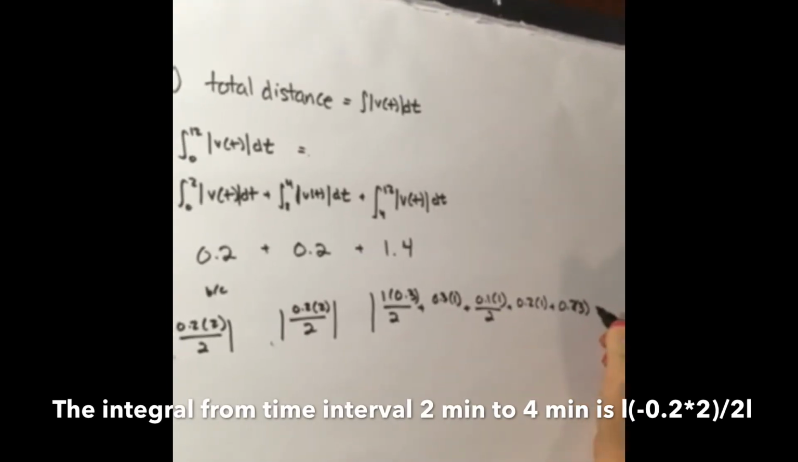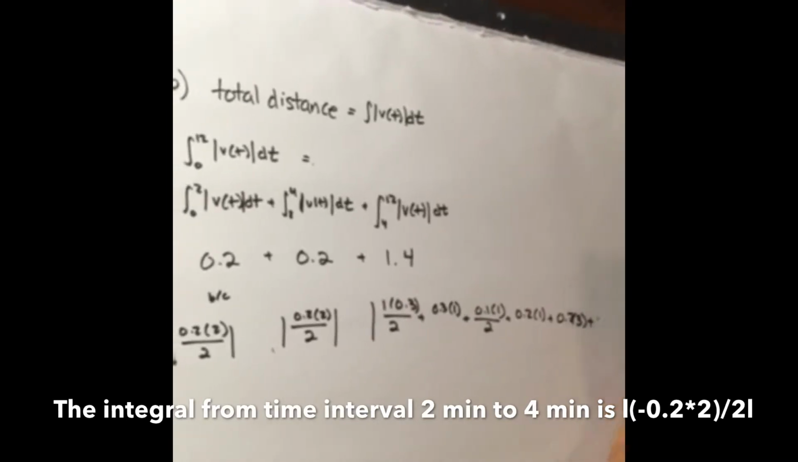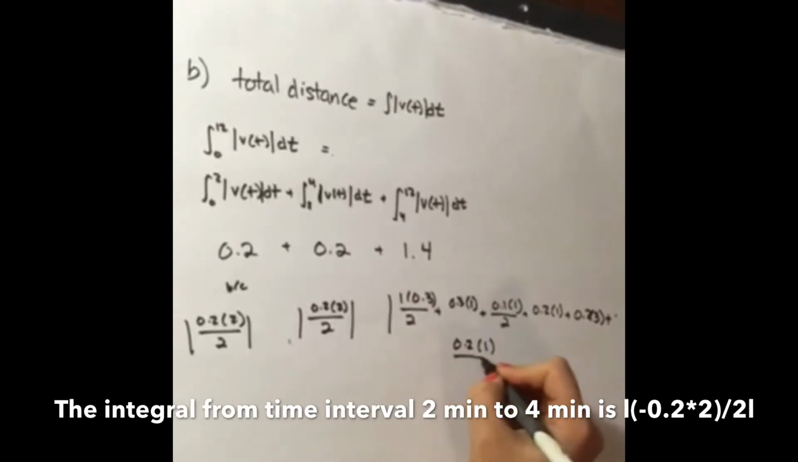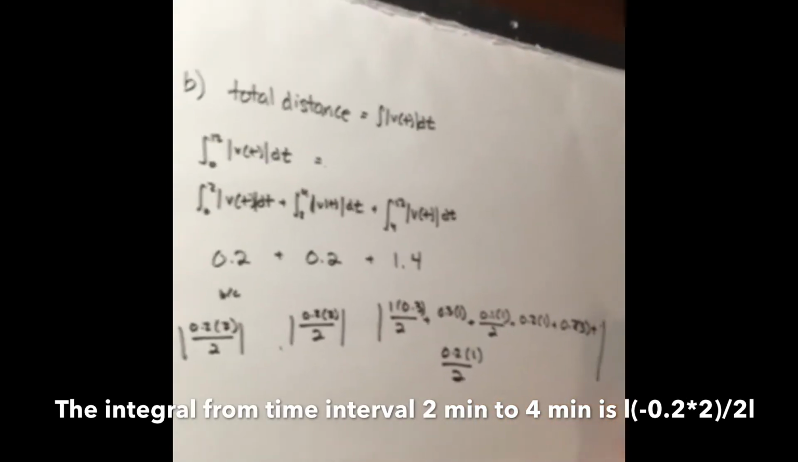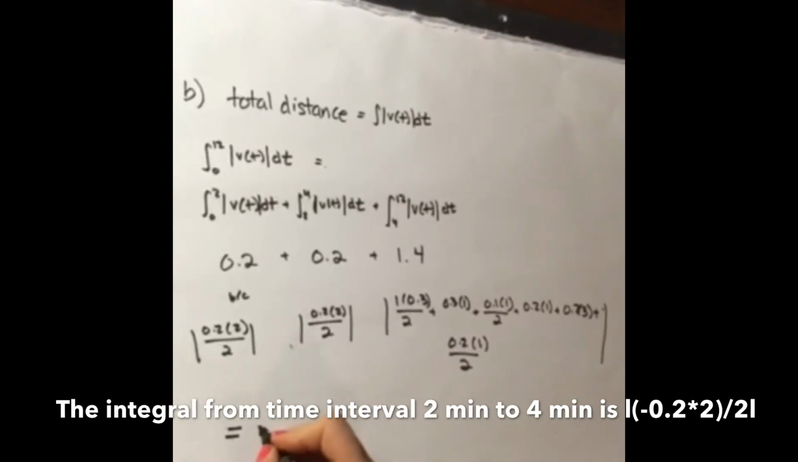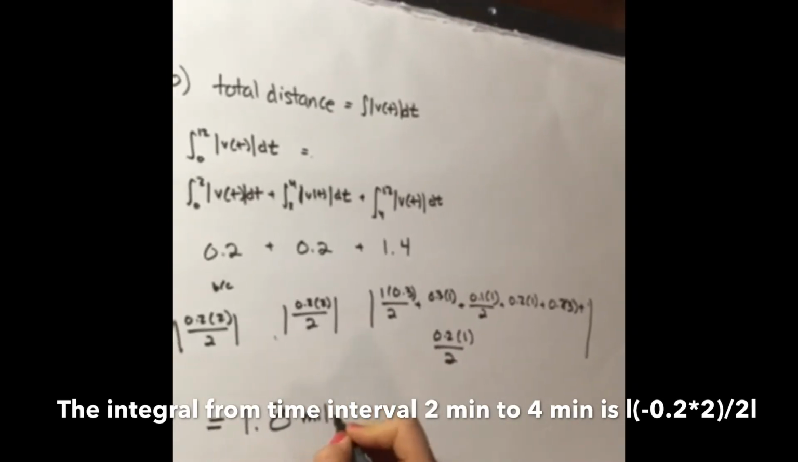And then lastly, I am adding up the various shapes I found in that awkward, kind of strange section from 4 to 12 minutes. In the end, I added those all up, and I got 1.4 miles. And then if you add up those three distances, you should get a total of 1.8 miles.